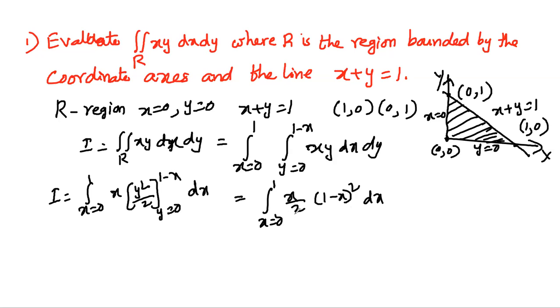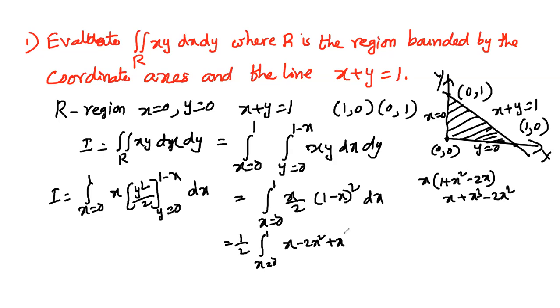Now, taking the 1 by 2 in front, we have 1 by 2 times the integral from x is equal to 0 to 1 of x into 1 minus x whole square. Separately, a square plus b square minus 2ab, multiplied with x: what can we get? x plus x cube minus 2x square. Similarly, we get x minus 2x square plus x cube.